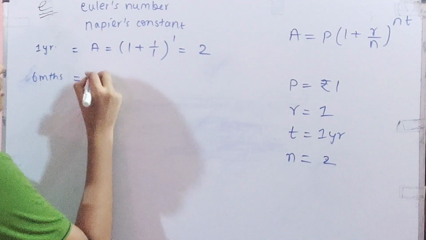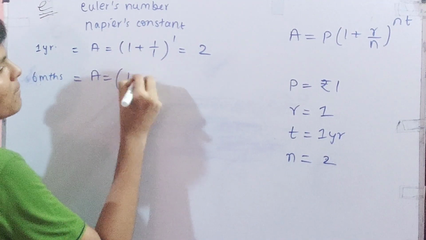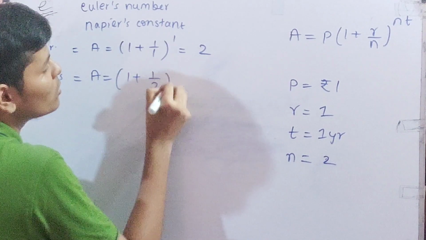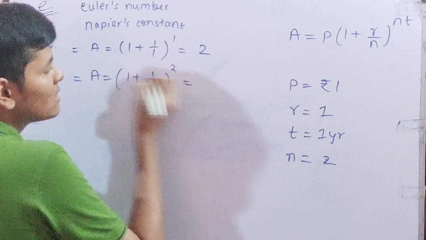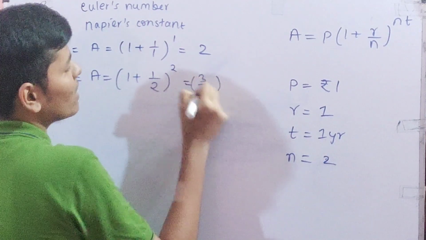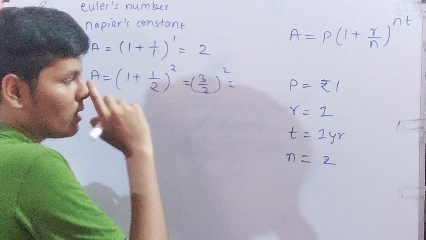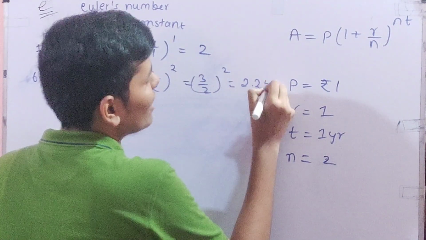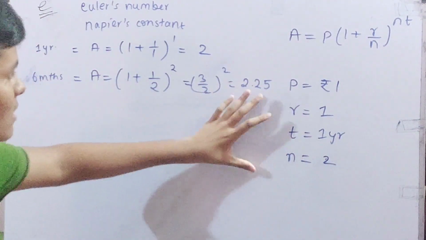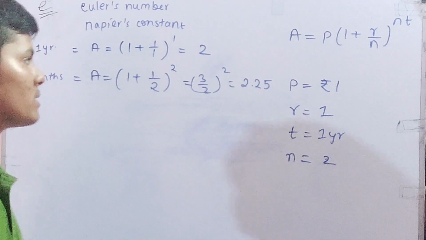Then what happens? We get A is equal to (1 plus 1 by 2) to the power nt, right? So this becomes 3 by 2 whole square. So this is 9 by 4, that is equal to 2.25. Now here something interesting can be noticed.